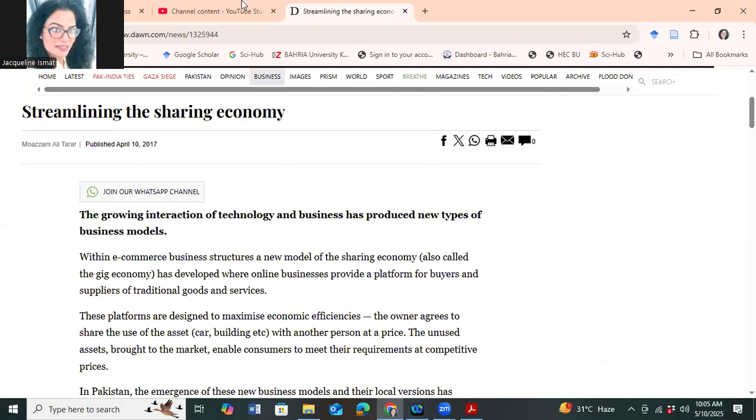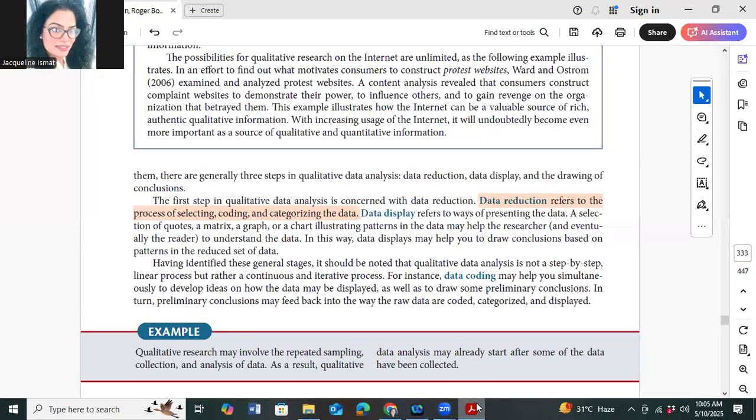So in data reduction, what work will we do? We will carry out some processes. First we select information, then we code, and then we categorize. Then the second stage includes data display. It refers to the way of presenting the data, the data that we think is going to give us some information, in a quick way. It could be in the form of a matrix, a chart, or a board. So the display would be through a certain presentation and format, simply to make the data more understandable. And based on that, we can draw conclusions.